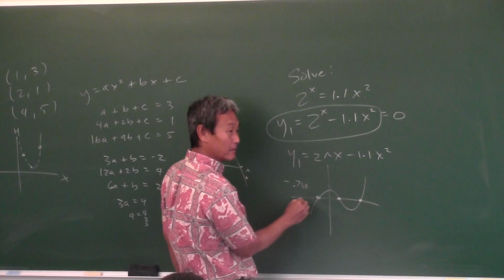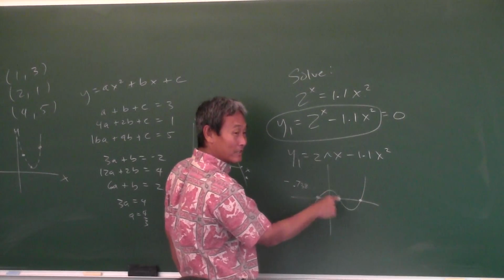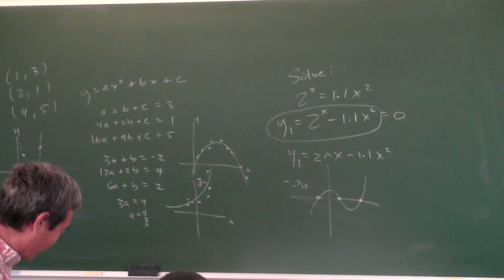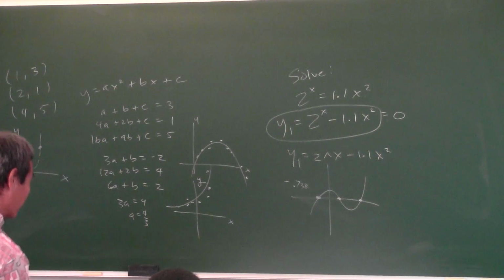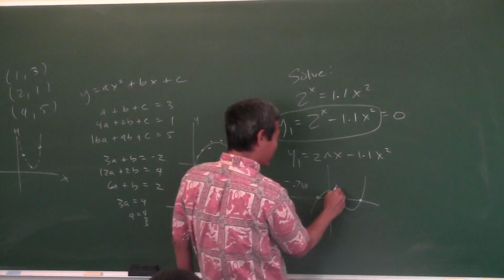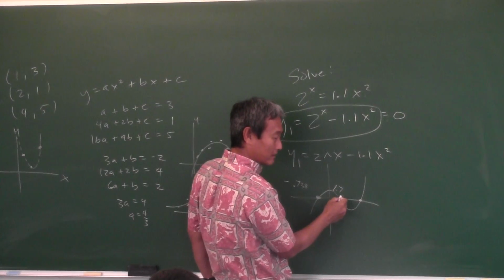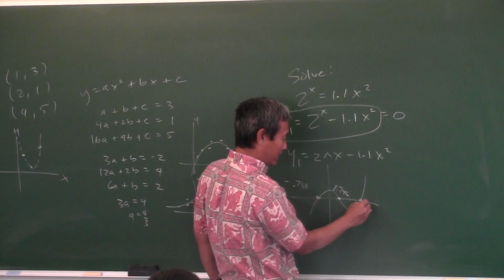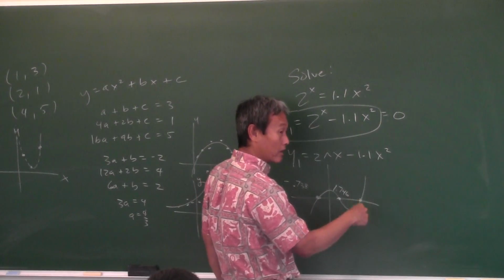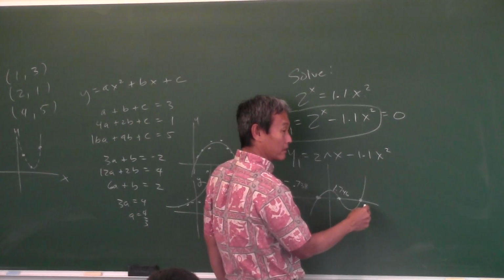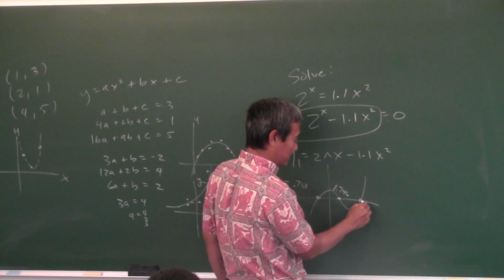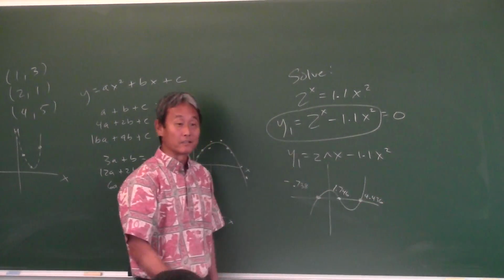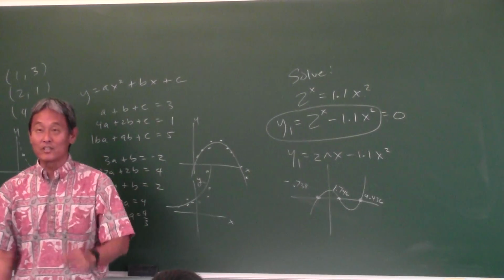Everybody got that? And then you know how you find the next one? Just press the root button again, or press the right arrow. Okay, press the right arrow. 1.746, and then one more time. Okay, what's this one? 4.436. Okay, there you go. Those are your 3 answers. You can solve any equation on your calculator.